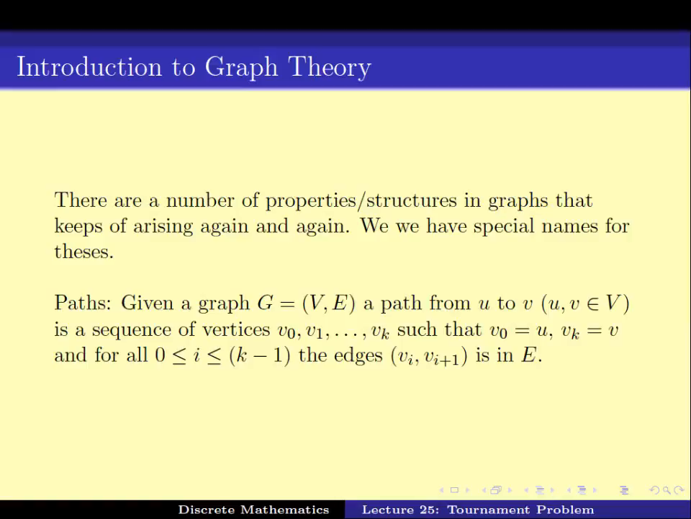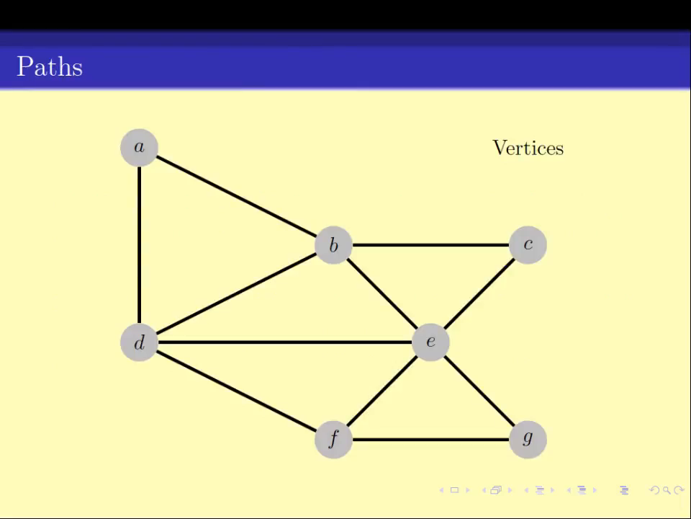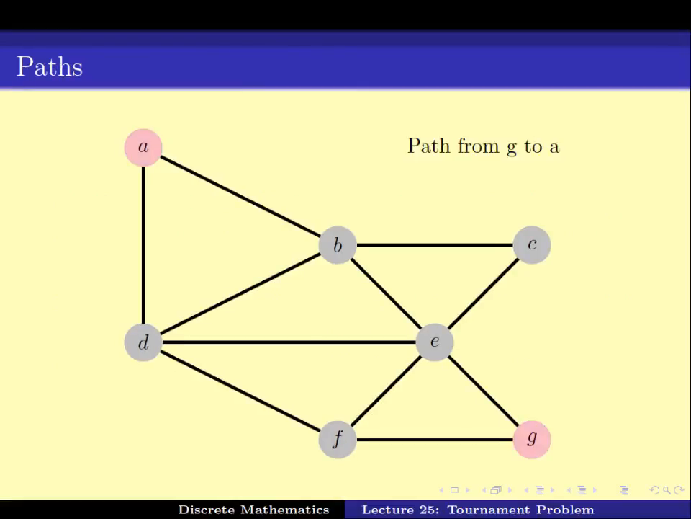A path from U to V is a sequence of vertices V0, V1 till Vk, where the first vertex V0 is U and the last vertex Vk is V, and there is an edge between Vi and Vi plus 1. That means there is an edge between V0 and V1, from V1 to V2, then V2 to V3 and so on. So for example here, if I want to draw a path between G and A, we can have this as a path. GFDA is a path.